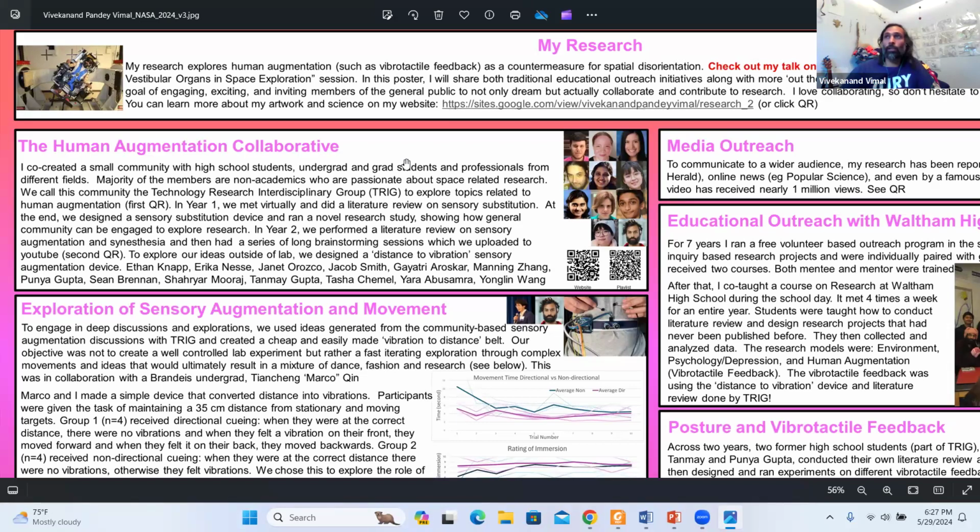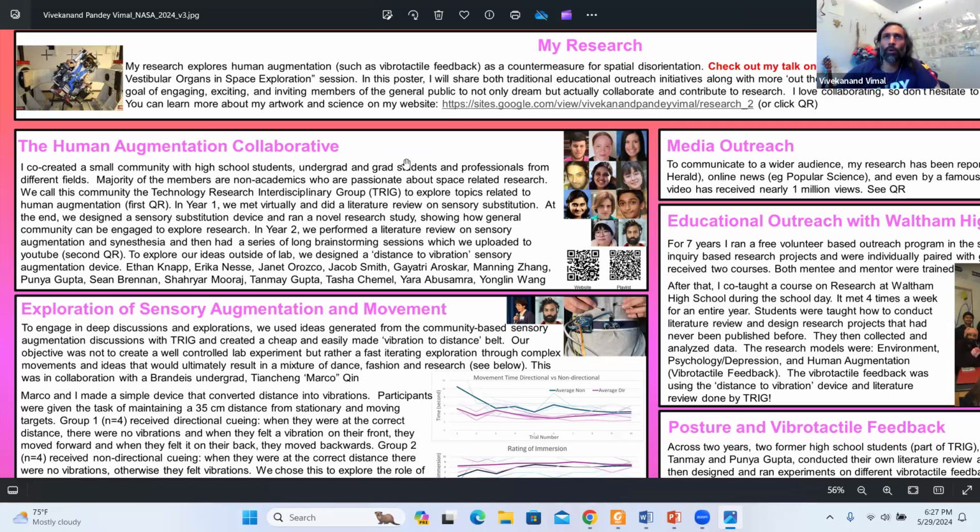A number of people on this call are part of this group called TRIG, Technology Research Interdisciplinary Group, where we just do literature review, we talk about ideas, and then maybe we try to implement it. In the first year of this group, we looked at sensory substitution, which is where if you're missing one sense, like vision, can you replace that sensory information through a different sensory system? I can't see anymore, but what if I have a movie camera that converts what it is seeing into vibrations on my skin? Can my brain eventually interpret that? So we did a number of literature reviews, and then we made a device and explored that.